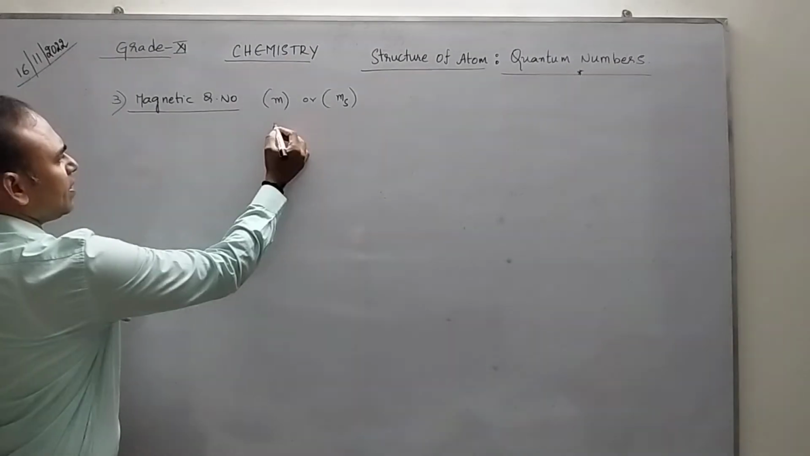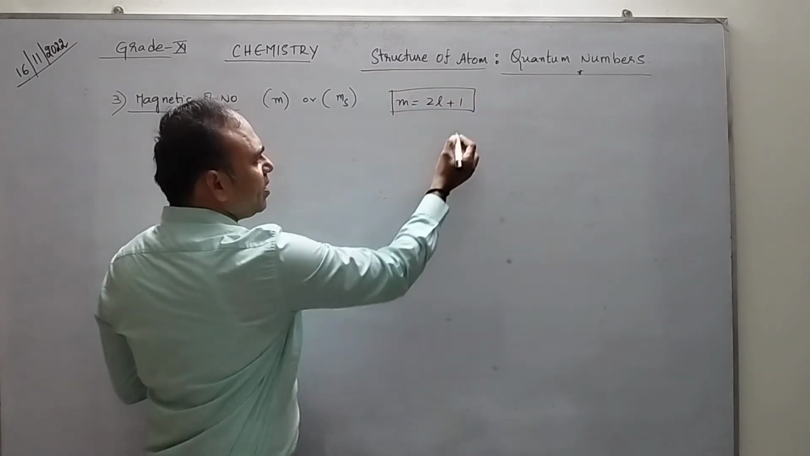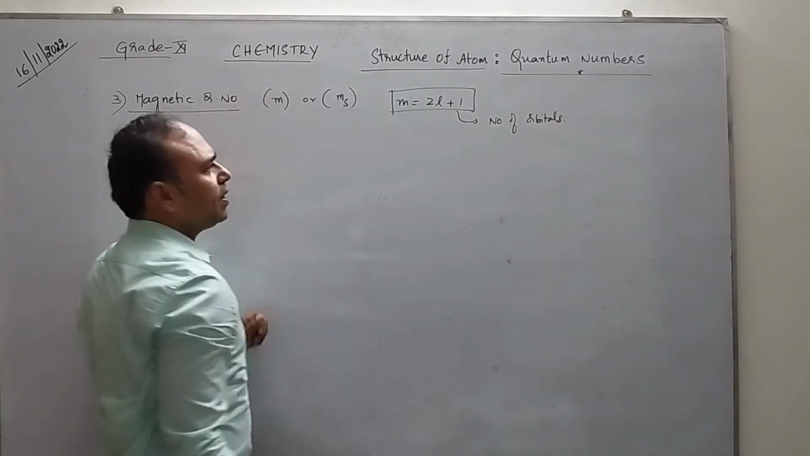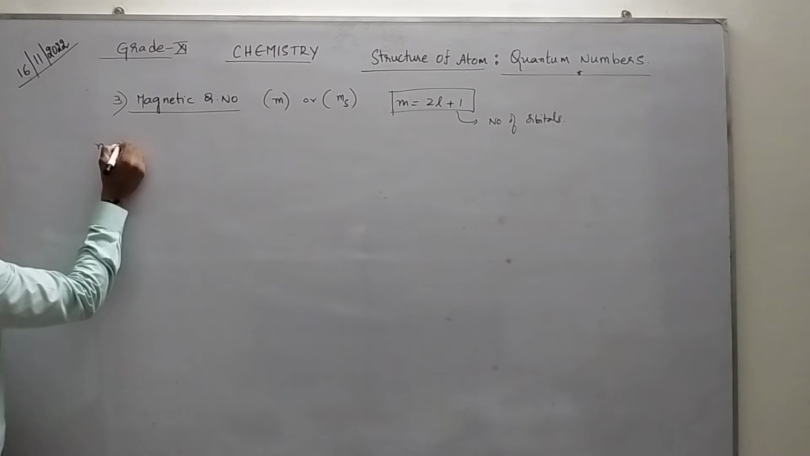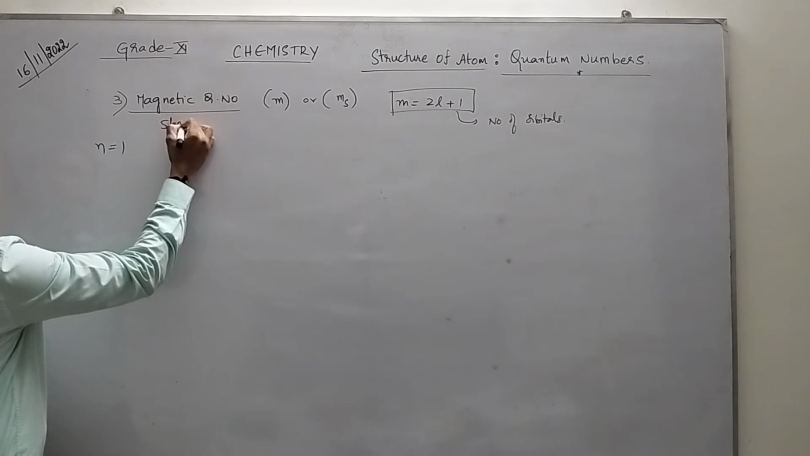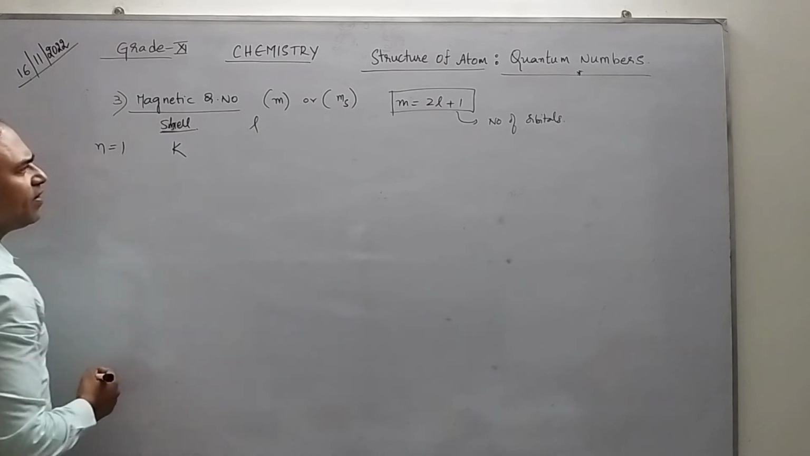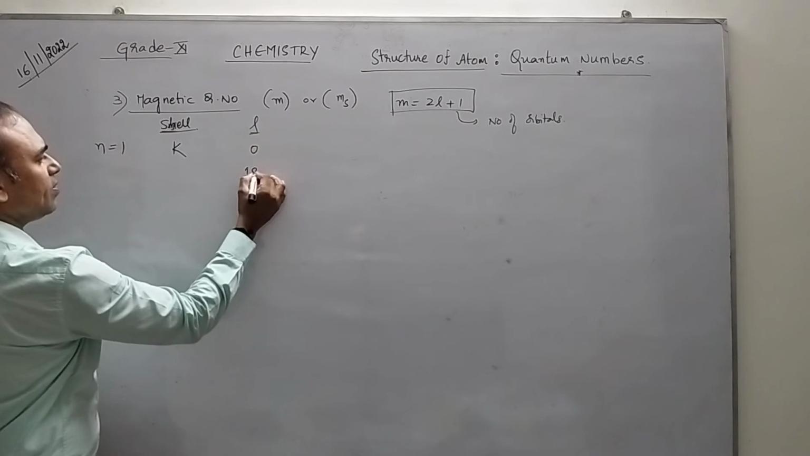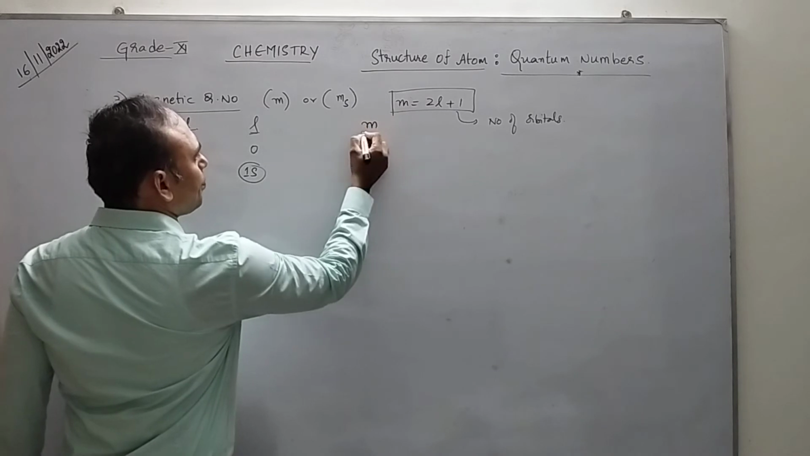We have a formula, m is equal to 2l plus 1. This will give you the total number of orbitals. Let us say for n is equal to 1, that is the K shell. For K shell, n is equal to 1, and let us write down the value of l, that is 0, nothing but 1s. In this 1s subshell, how to calculate the value of m?